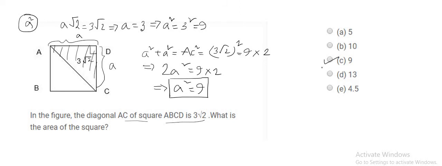So in this case our answer would be 9. So whichever method you follow, it's okay as long as you come up to the right solution.